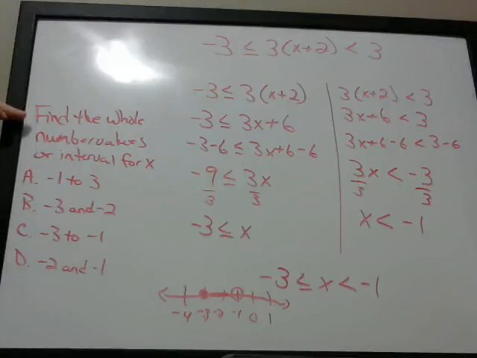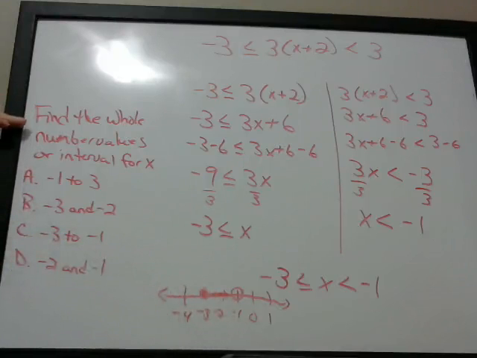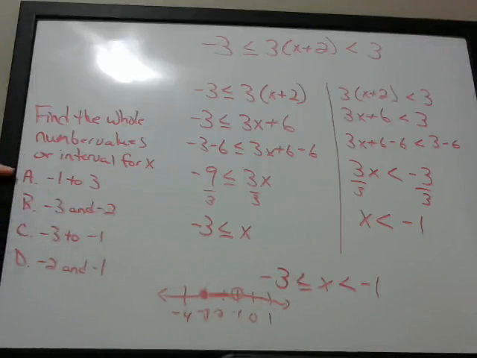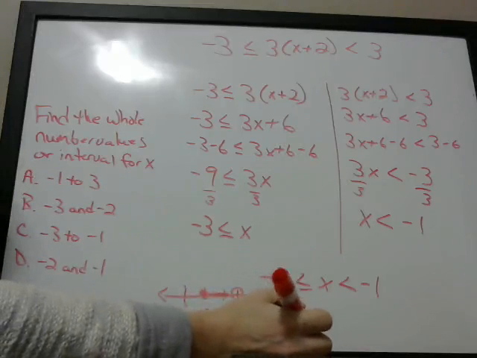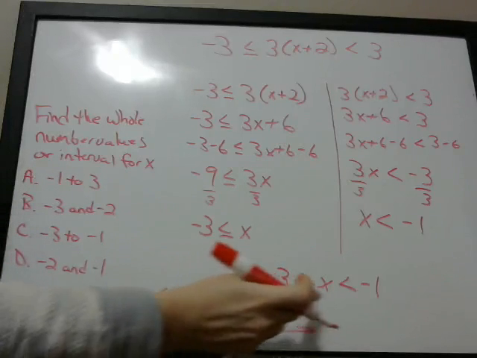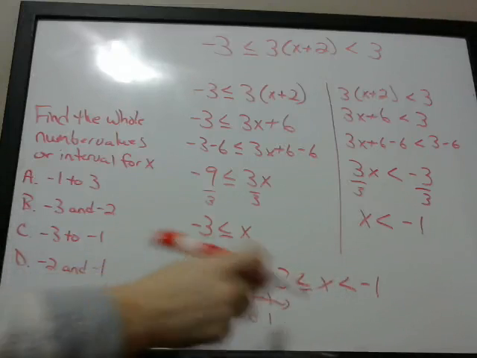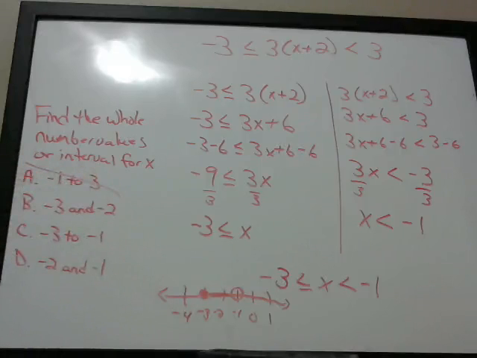So we go back here. Remember, it says find the whole numbers, so not the fractional or decimal numbers. Find the whole numbers or the interval for x. So this is our answer. So A, negative 1 to 3. Well, that would be out here, right? It's not negative 1 to 3. It's negative 3 to negative 1. So that's not a right answer.